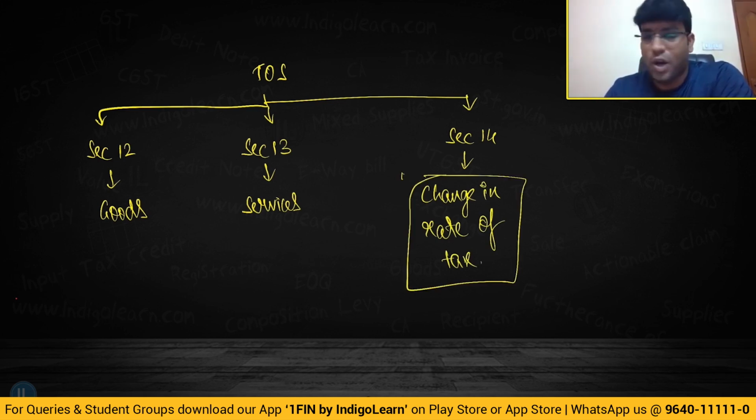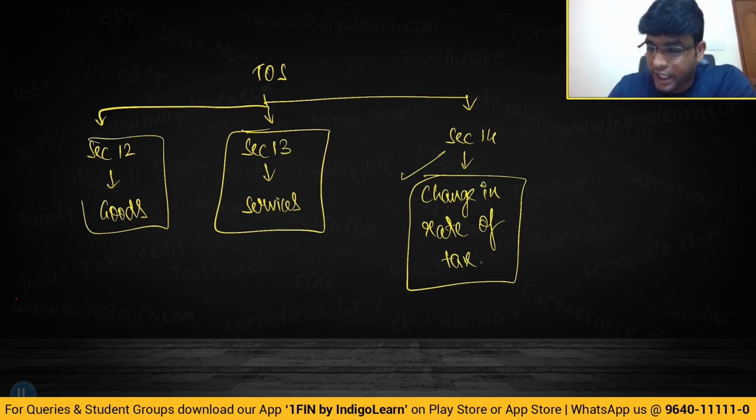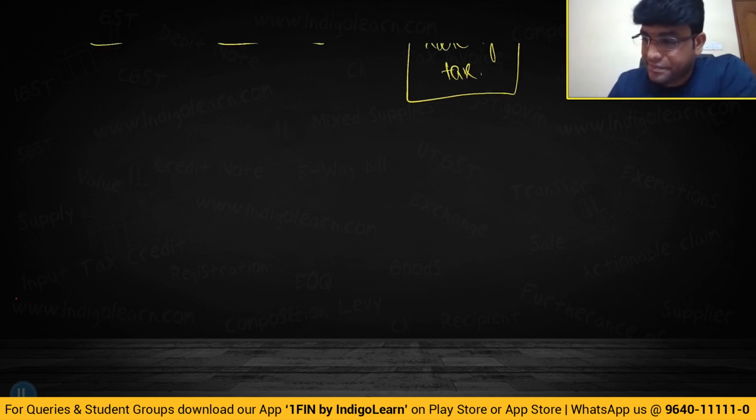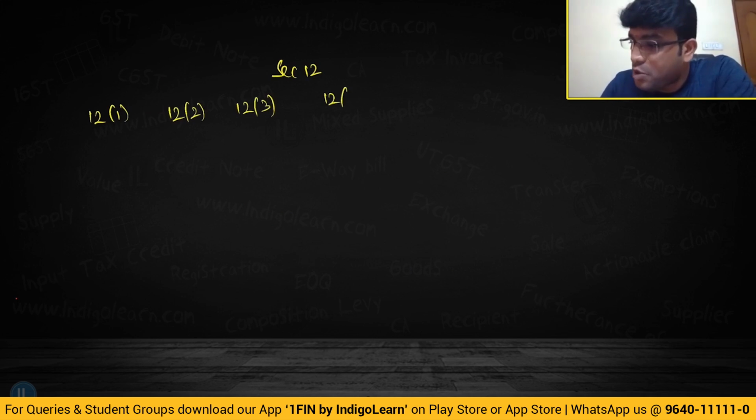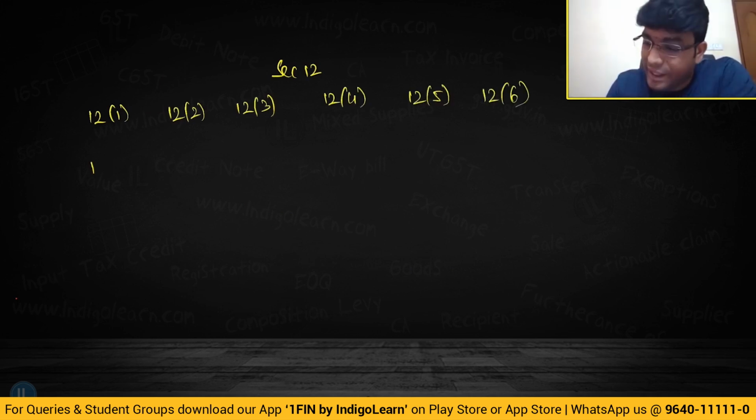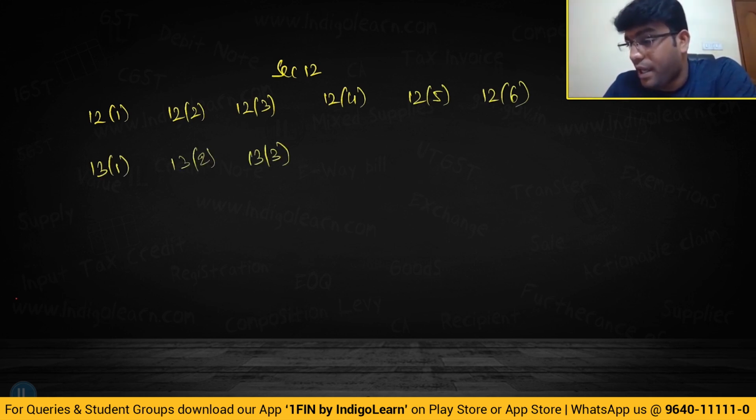This is pretty simple and easy. We'll talk in the last. More time taking is only services. Goods will take little time. And one point, let me tell you, which is very interesting, is that in section 12, we have got 12.1, 12.2, 12.3, 12.4, 12.5, 12.6. And in 13 also we have got 13.1, 13.2, 13.3, 13.4, 13.5 and 13.6.